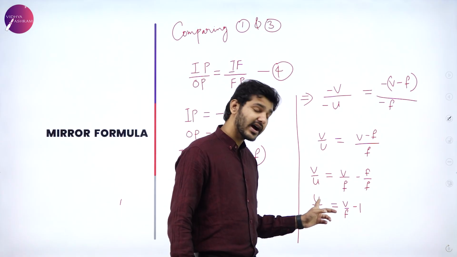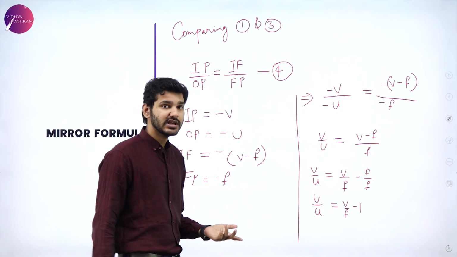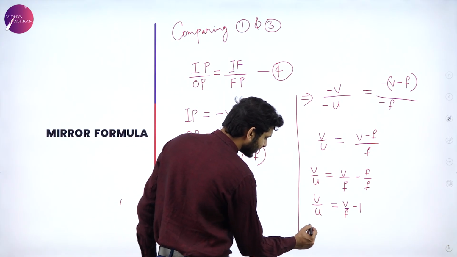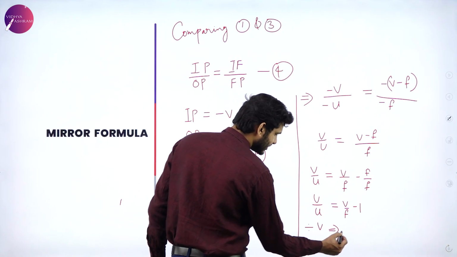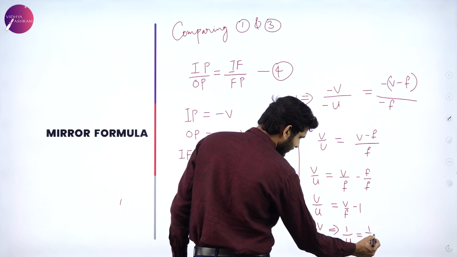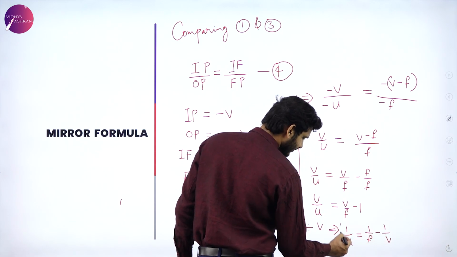Now again, if I divide the entire numerator by V, then I'll simply get an equation in terms of 1 by U, 1 by F, 1 by V. So again, dividing throughout by V, I get 1 by U is equal to 1 by F minus 1 by V.